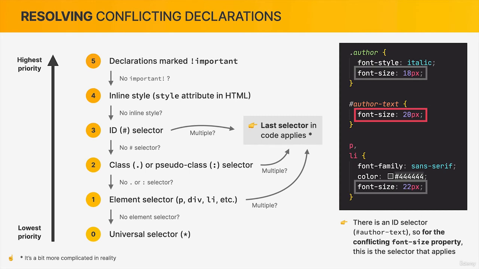Then, with the highest priority, we have declarations marked with the important keyword. And the important keyword is basically just a hack that you can use as a last resort to resolve conflicts in your CSS. But this should usually not be used. So, as I mentioned, it should only be as a last resort. But what matters is that this really is the highest priority that can exist. Whenever we mark a declaration with important, it is the one that will be applied. Okay, and with all that being said, let's now jump back into our code and actually see this in practice.